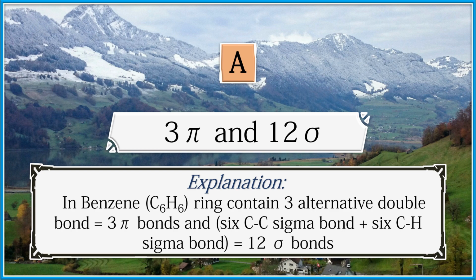In benzene, the ring contains 3 alternating double bonds. Those are equal to 3 pi bonds, and 6 carbon to carbon sigma bonds plus 6 carbon to hydrogen sigma bonds. That makes it equivalent to 12 sigma bonds.